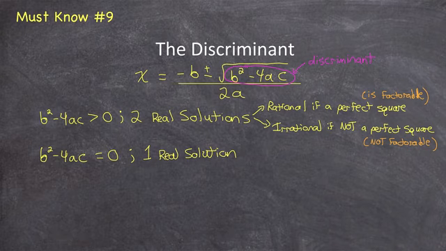If b squared minus 4ac is equal to 0, you will only get one real solution to the quadratic equation. And that's because if underneath the square root is 0, the square root of 0 is 0, so you'd be adding and subtracting 0 from negative b. Adding and subtracting 0 gives you the same value, therefore only one solution.